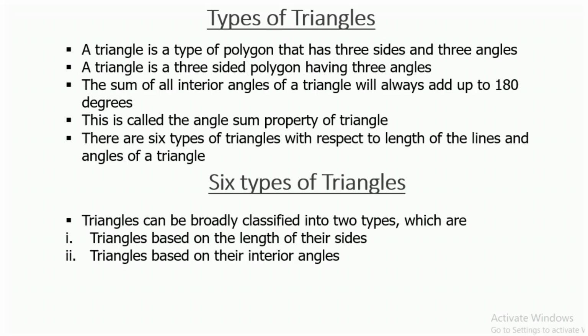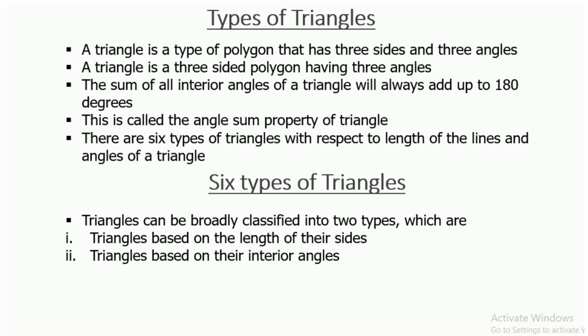Let us now look at types of triangles. A triangle is a type of polygon that has 3 sides and 3 angles. A triangle is a 3-sided polygon having 3 angles. The sum of all interior angles of a triangle will always add up to 180 degrees. This is called the angle sum property of triangle.